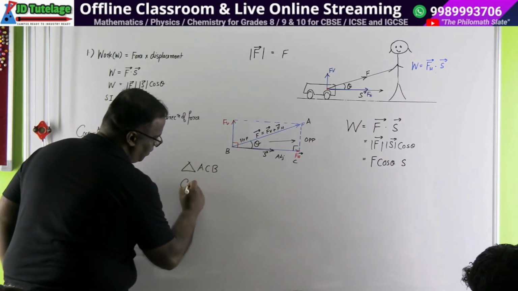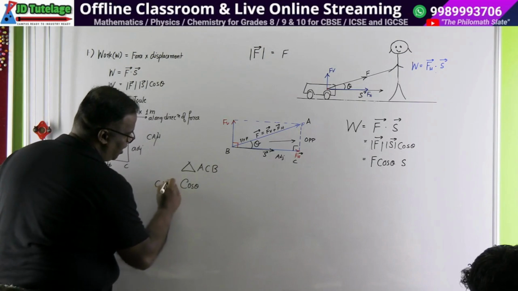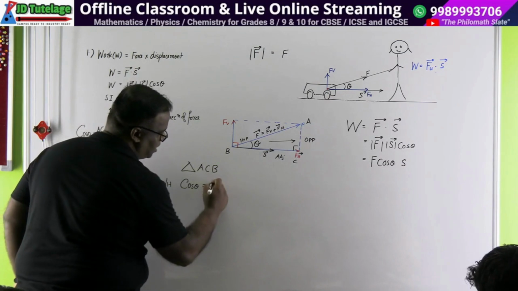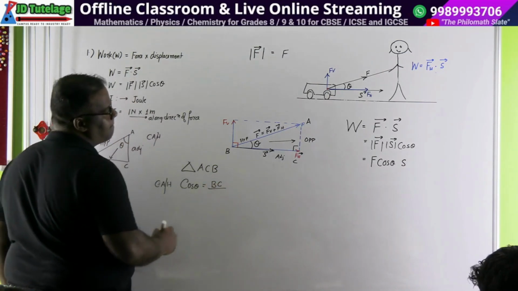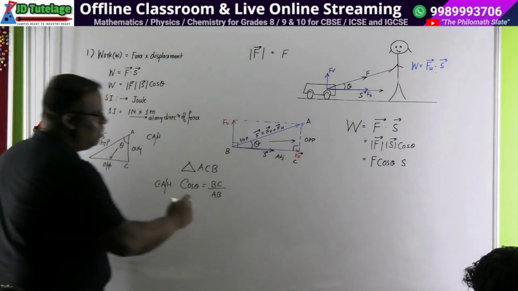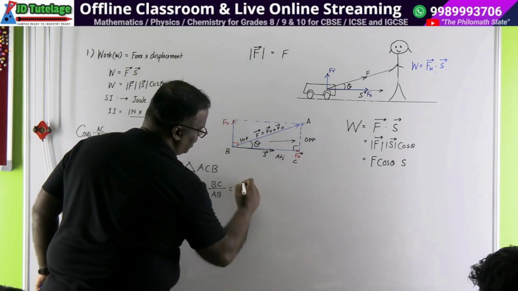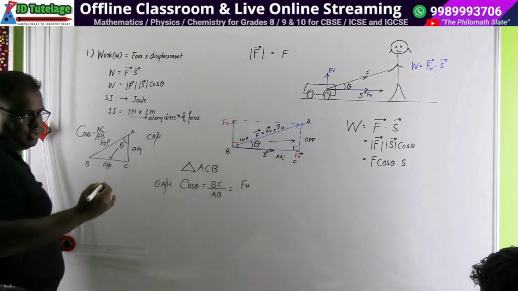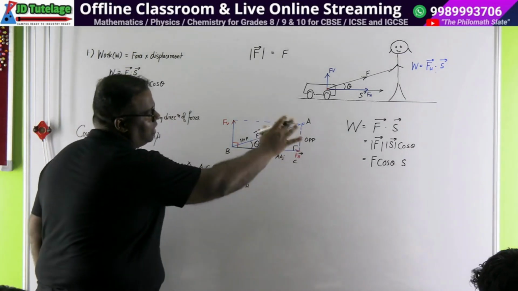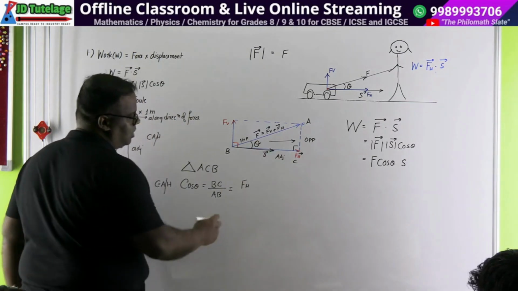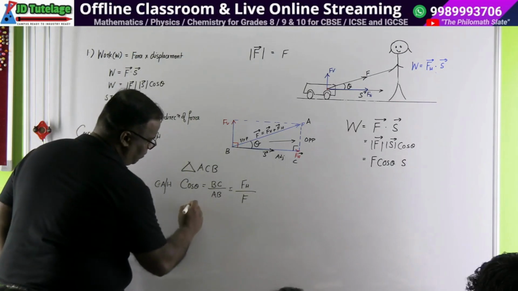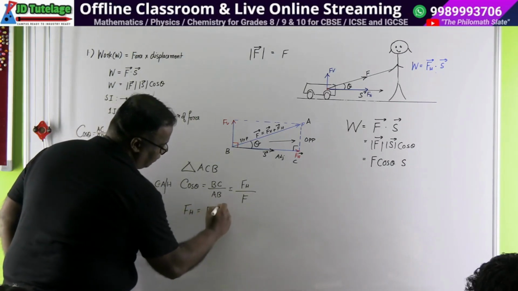Let us try to find out the value of cos theta here. Cos theta means adjacent side. What is adjacent side? BC. Divided by AB. What is the value of BC? Sir, the value of BC is nothing but FH. So FH. Don't forget, don't bring S here. We're just seeing the triangle for the force diagram. It's just FH. What is the value of AB? F. So what is the value of FH equal to? F cos theta.